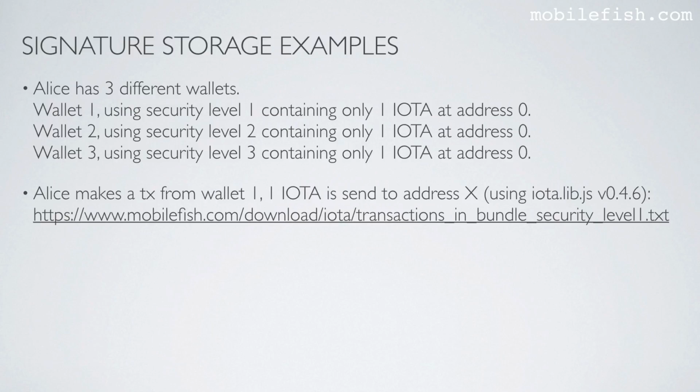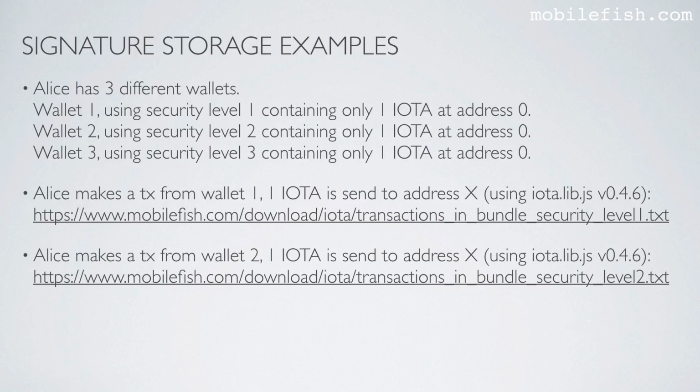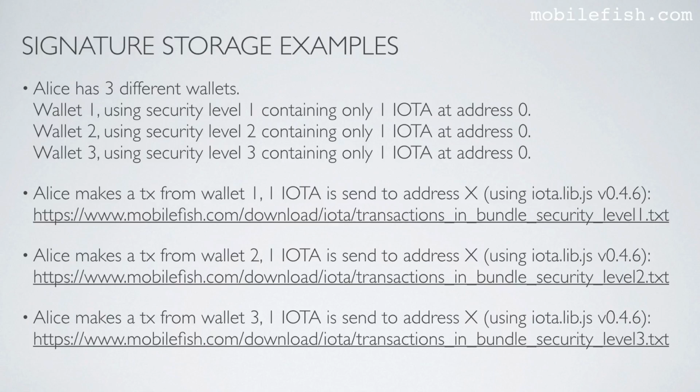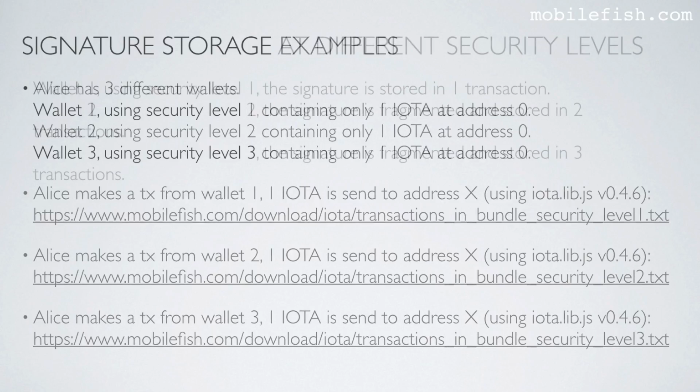Alice makes a transaction from Wallet 1. 1 IOTA is sent to address X. To see the transaction bundle, use this link. Alice makes another transaction from Wallet 2. 1 IOTA is sent to address X. To see the transaction bundle, use this link. And last, Alice makes another transaction, but now from Wallet 3. 1 IOTA is sent to address X. To see the transaction bundle, use this link.